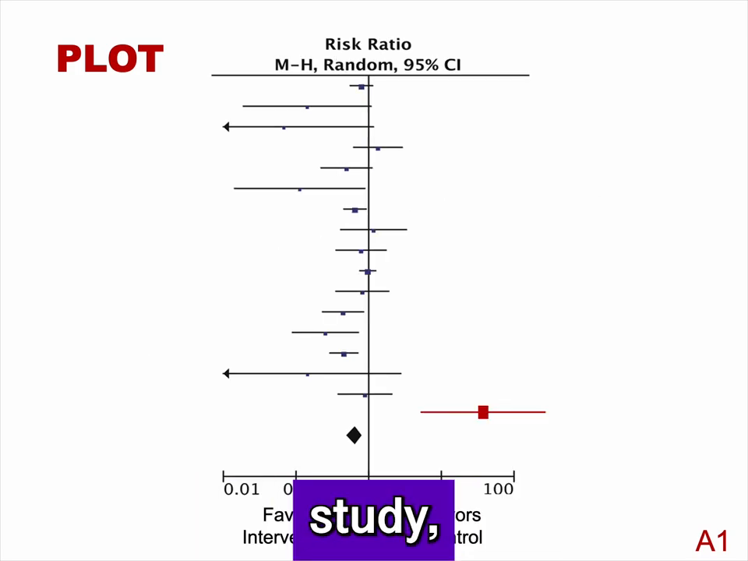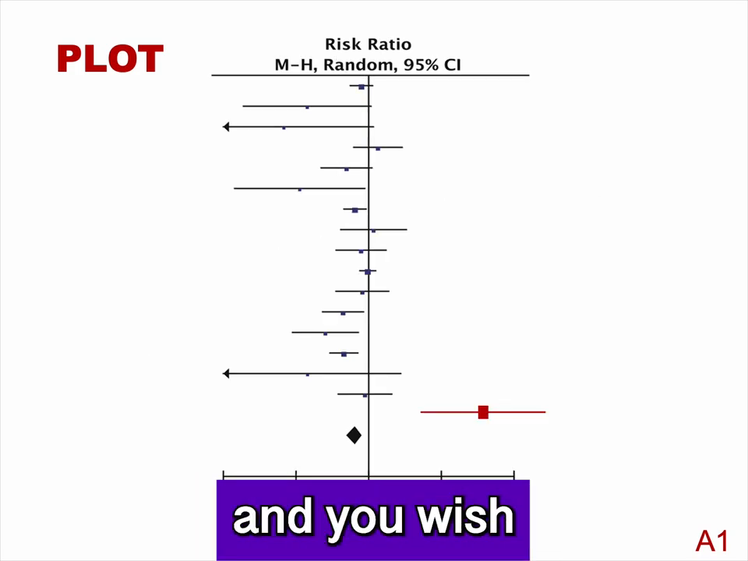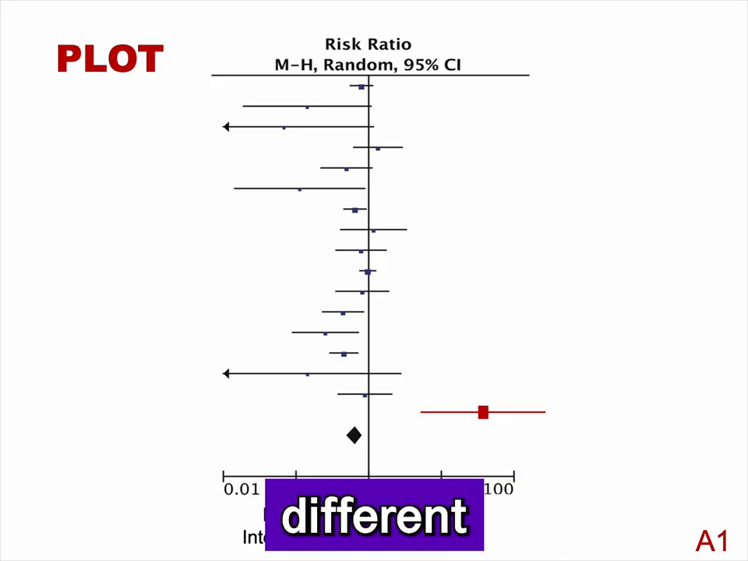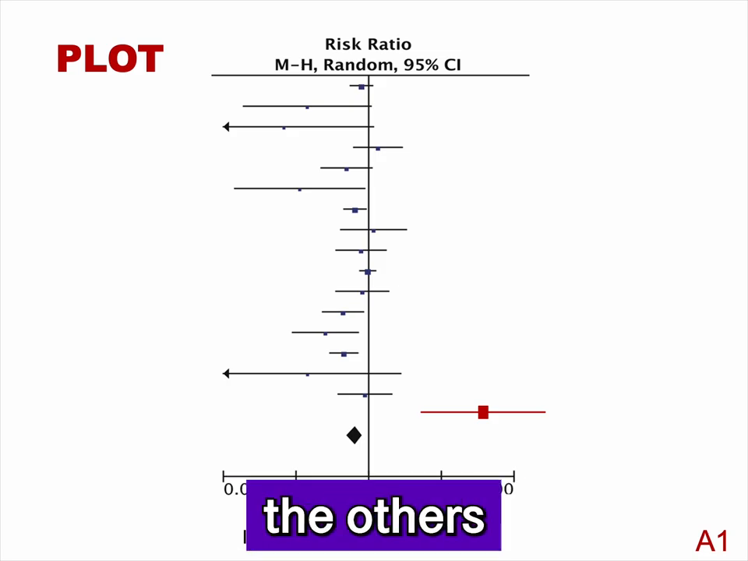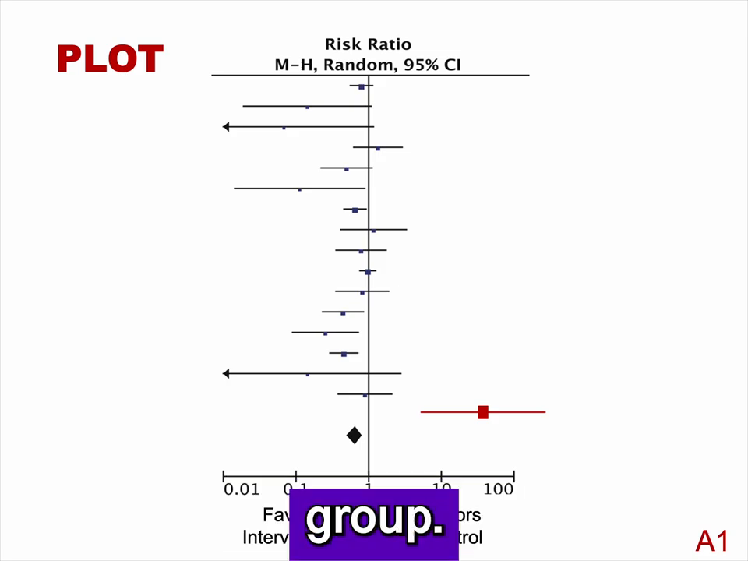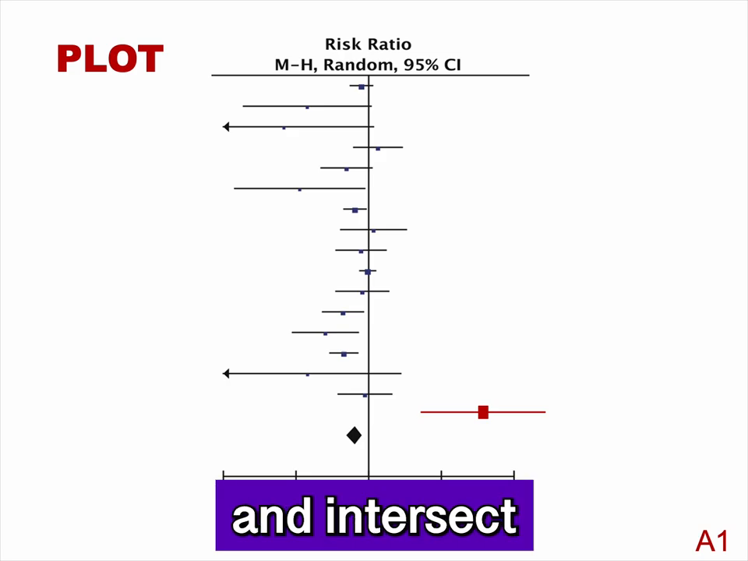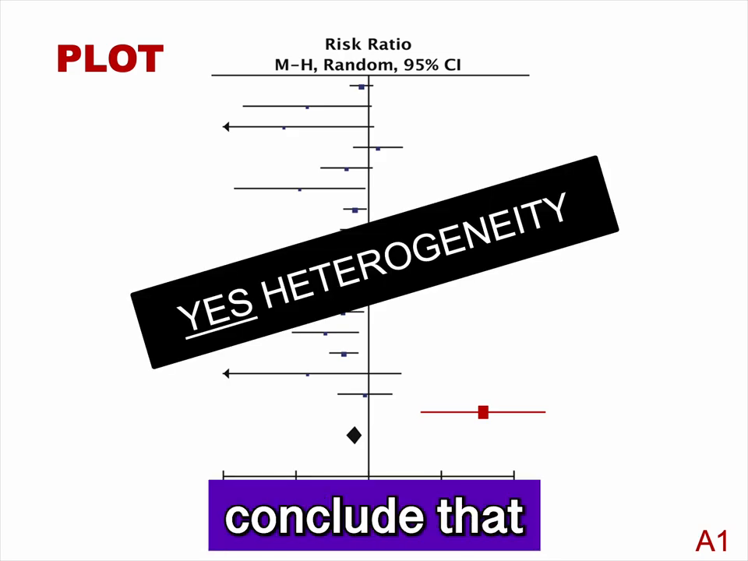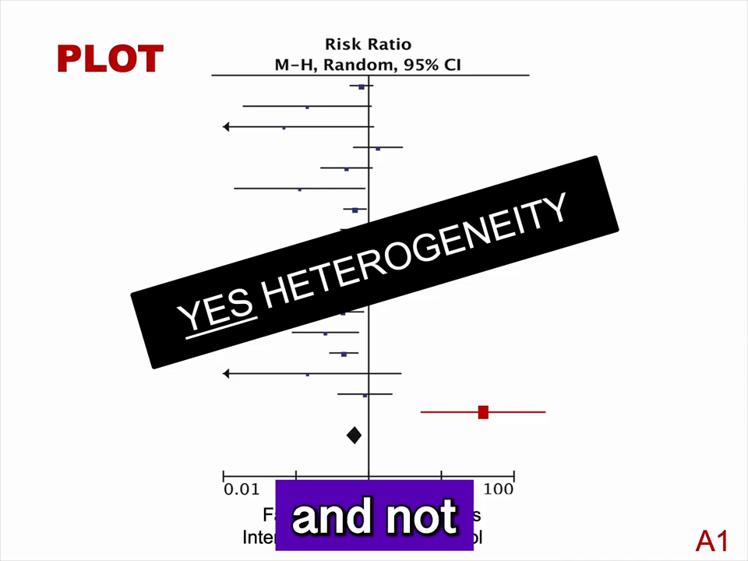What happens if a new study indicated in red is published and you wish to add it to the meta-analysis? The new study point estimate is very different from the other studies. The new study favors the control, while most of the others favor the intervention group. In addition, you cannot draw a line that intersects the confidence intervals of the individual studies. I would conclude that the study results are heterogeneous and not homogeneous.